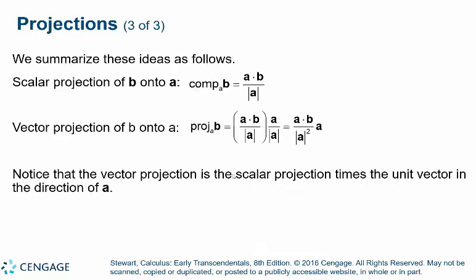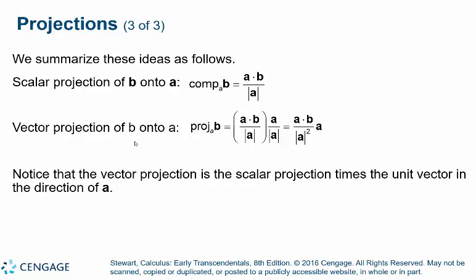So we can summarize these ideas as the following. The scalar projection of B onto A, which we write as the component of B onto A, is equal to the dot product of A and B divided by the magnitude of A. So this is just going to be a number, because the dot product is a scalar, and the magnitude is also a scalar.